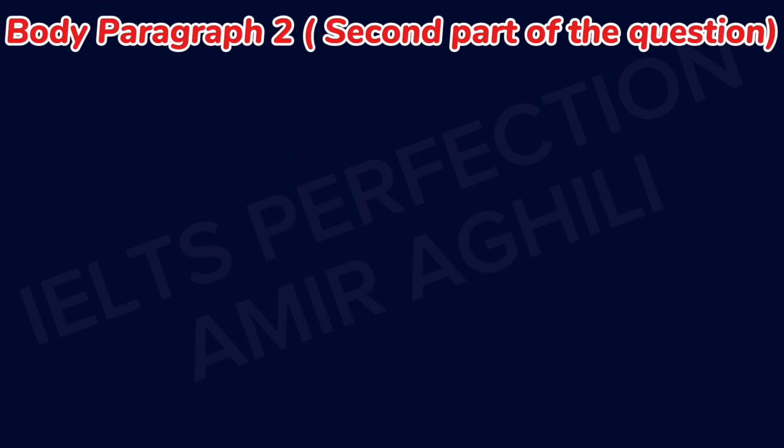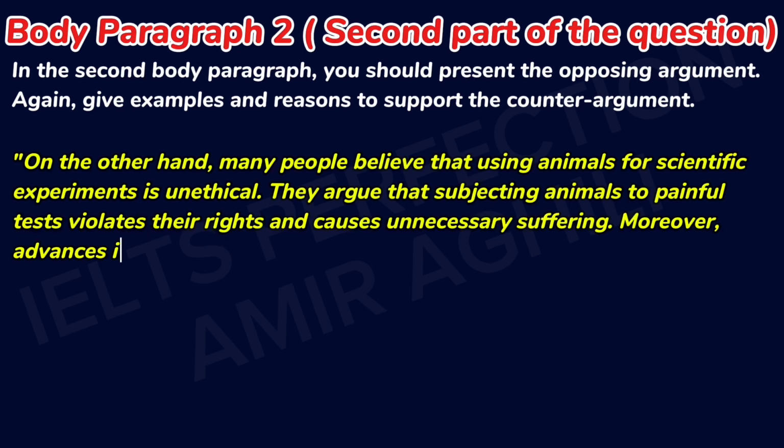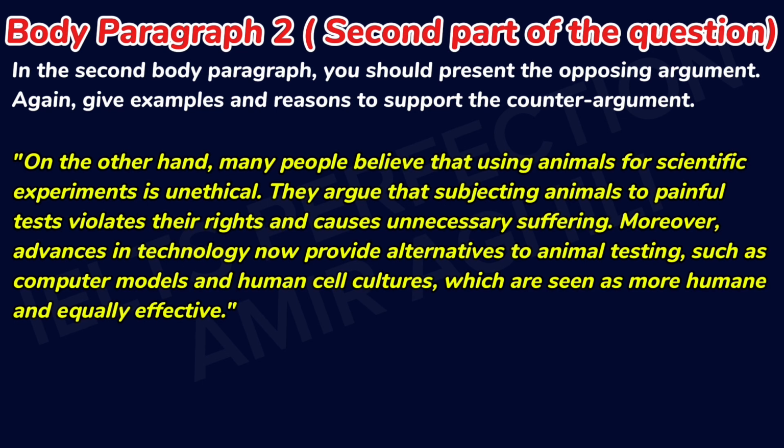In the second body paragraph, you should present the opposing arguments. Again, give examples and reasons to support the counter-argument. On the other hand, many people believe that using animals for scientific experiments is unethical. They argue that subjecting animals to painful tests violates their rights and causes unnecessary suffering. Moreover, advances in technology now provide alternatives to animal testing, such as computer models and human cell cultures, which are seen as more humane and equally effective.